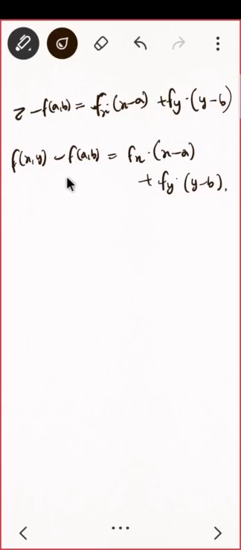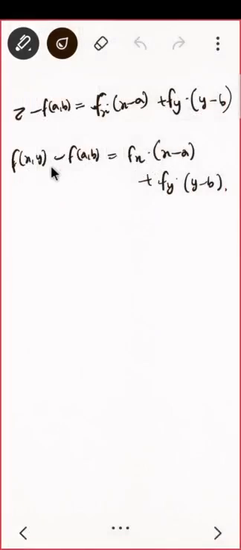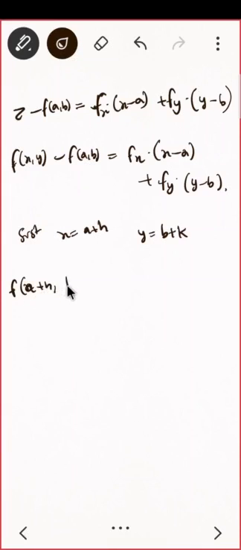Now let us substitute something. From here I got the value of this in terms of fx and fy. What was my aim? My aim was to estimate this thing. So what do I have to substitute? I have to substitute x equal to a plus h and y equal to b plus k. If I substitute, what will I get? That is f(a plus h, b plus k) minus f(a, b). That will be equal to what?